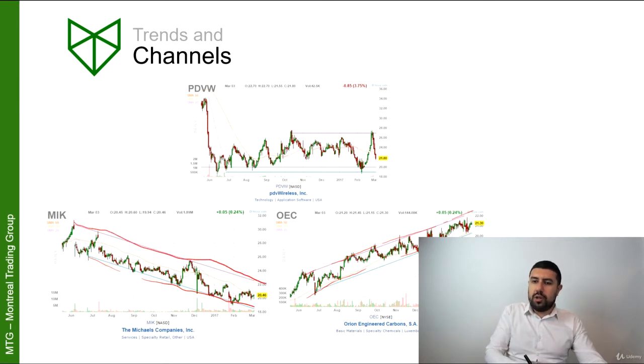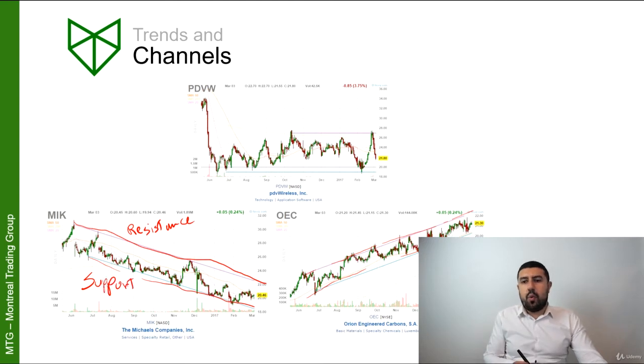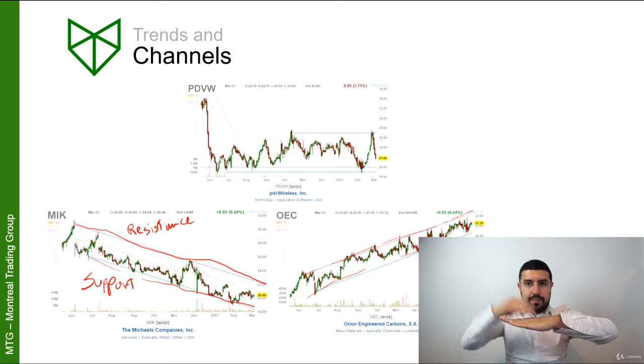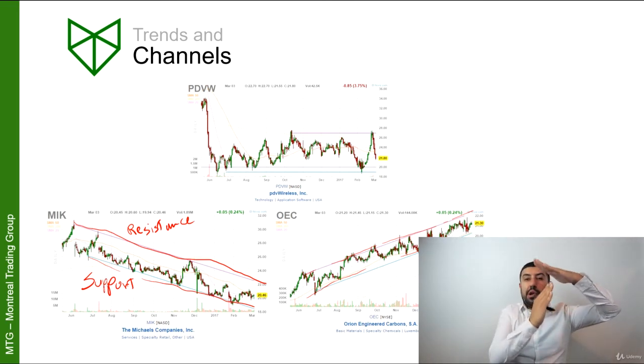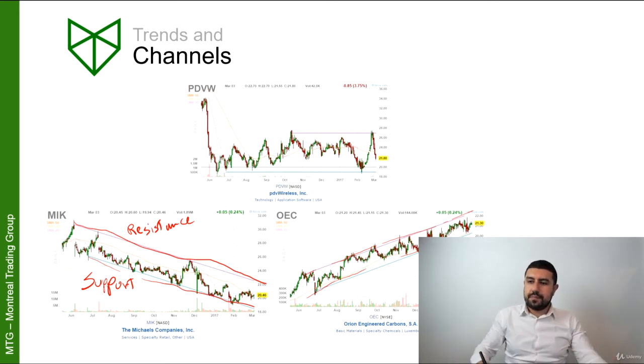We always call the line that's above the resistance, and the line below we call the support. Why is that? Because the line below is supporting the price. When the price touches it, it bounces off of it, so it's supporting it. And the line above is a resistance: the price cannot break over it. So very simple. Here we have the downtrend and the uptrend.